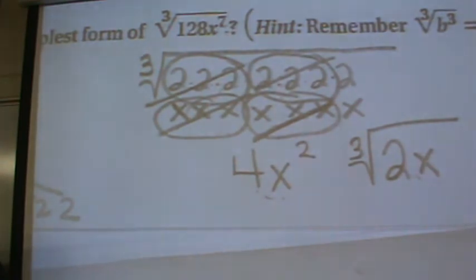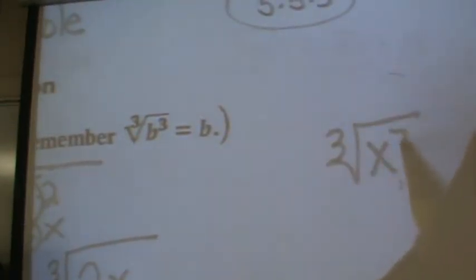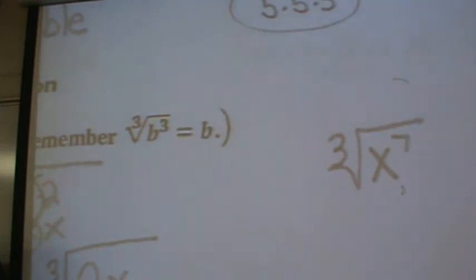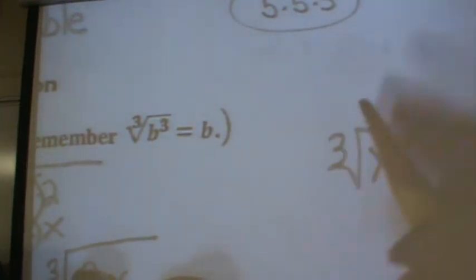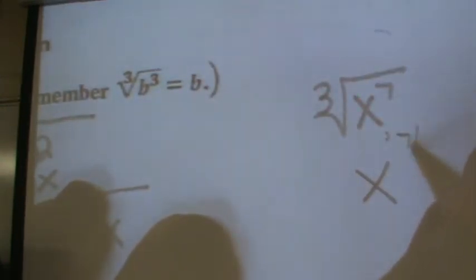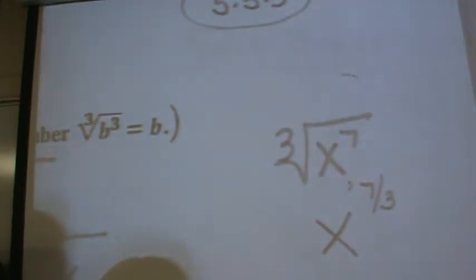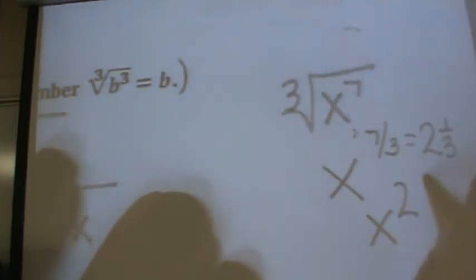Now there's another way you could have done this problem. I want you to look at this cube root of x to the 7th, that part. How do you rewrite this in rational form, like we did in the previous problems? X to the what power? 7/3. Can you change 7/3 to a mixed number, like you did in 3rd, 4th grade? What is 7/3 equal to? 2 and a third. So x to the 2 and 1/3 power.